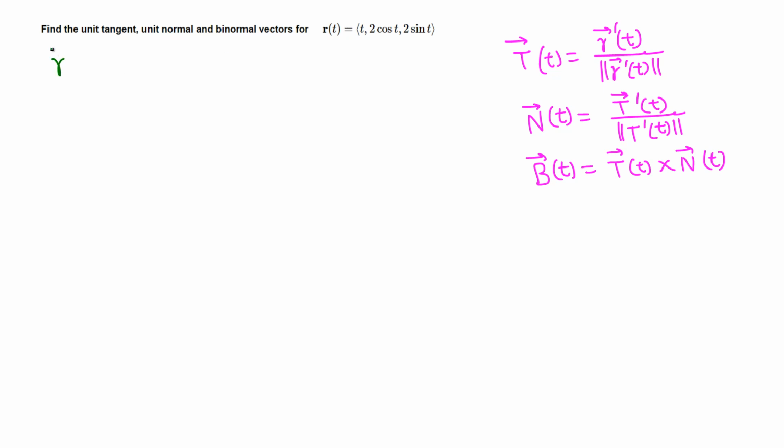So r(t), just find the derivative component-wise. Derivative of t is 1, 2 cosine t. Derivative of cosine is negative sine, so negative 2 sine t, 2 sine t, 2 cosine t. And we need its magnitude to find the unit tangent vector. Let's find its magnitude.